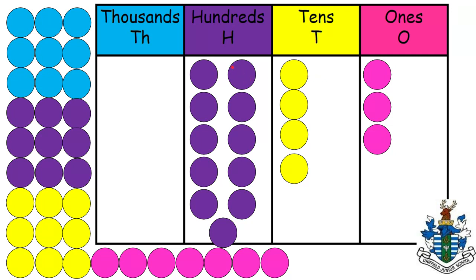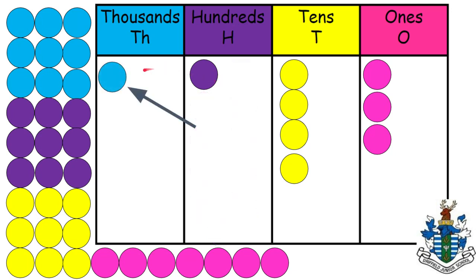I know that 10 hundreds are the same as 1000, so I can rename them like that, giving me 1000, 100, 4 tens, and 3 ones. 1143. A lot simpler representation of a bigger number.